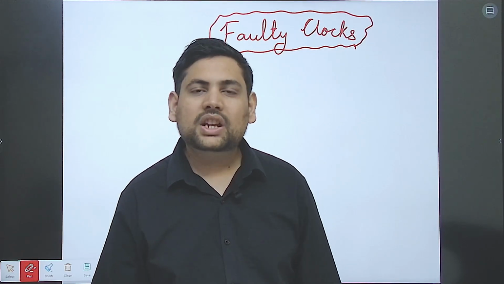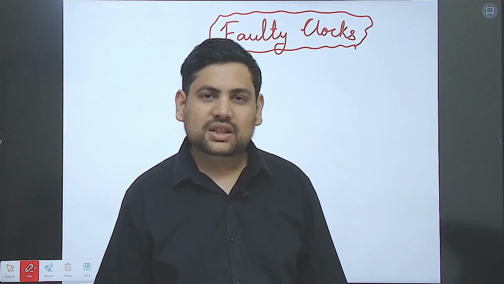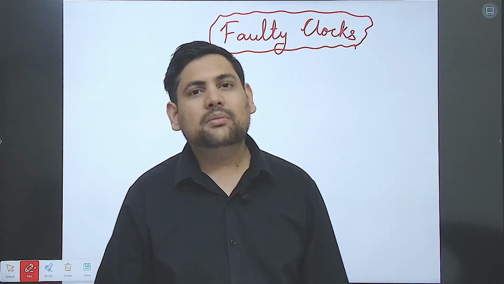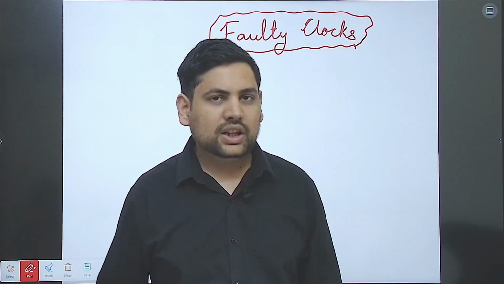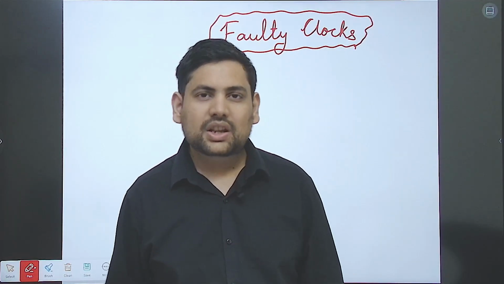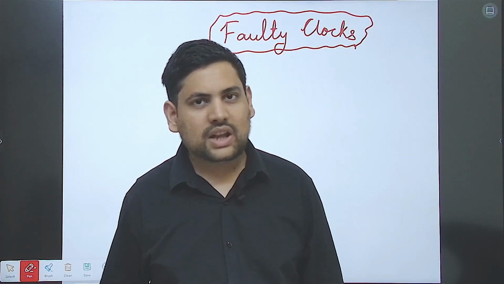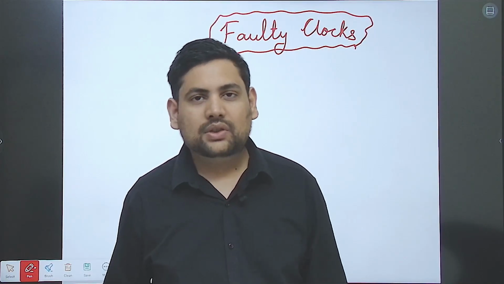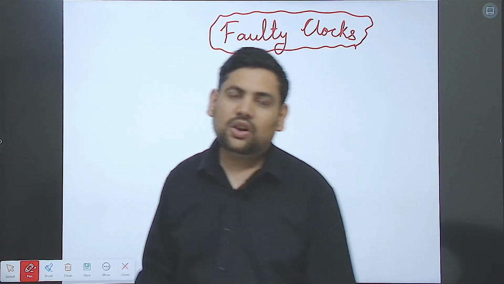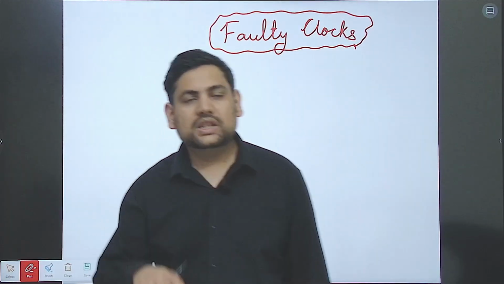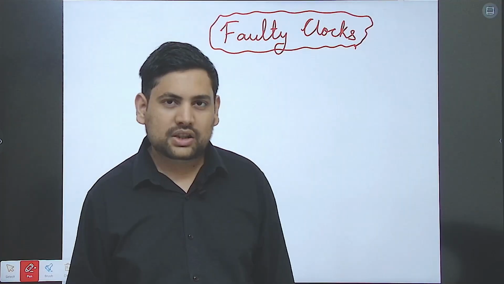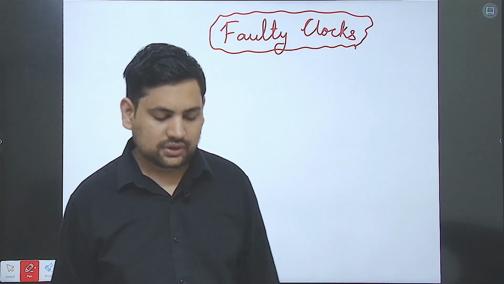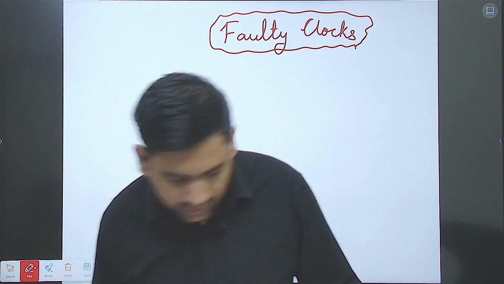So normal meeting time, as we understood, is 65 and 5 by 11 minutes. Now they will give different times, and based on that they give questions. So that we will see first. The other kind of faulty clock is one in which the clock gets slow or fast, 5 minutes fast, 10 minutes fast, every 24 hours, like that. So these are two kinds of faulty clock questions. We'll see both.